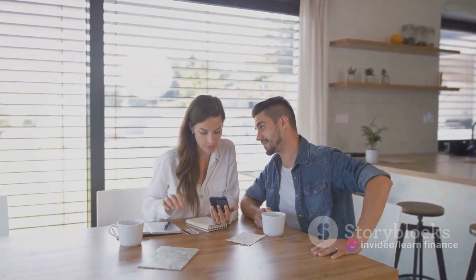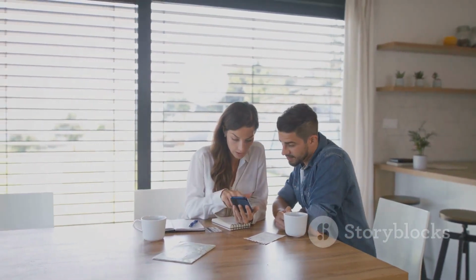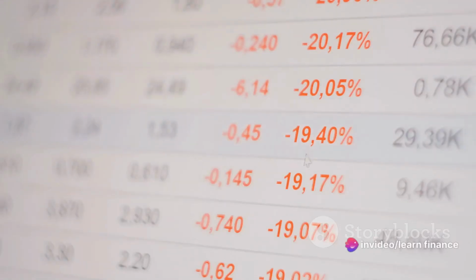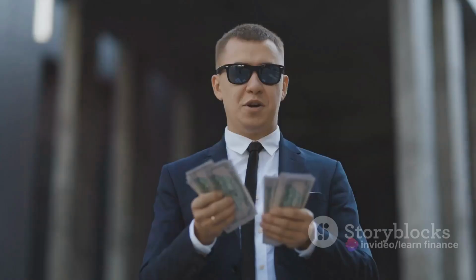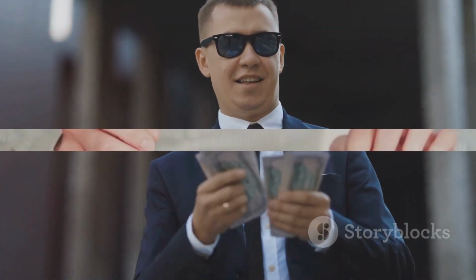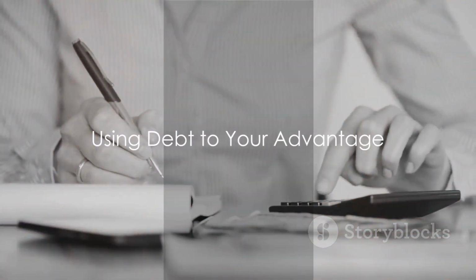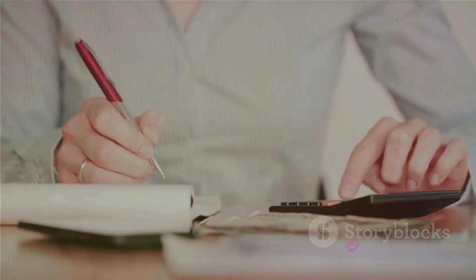Moreover, it's vital to regularly review your debt strategy. The financial landscape is ever-changing, and so should your approach to debt. Keep an eye on interest rates, your credit score, and your repayment capacity. Strategic debt usage is not about getting into debt. It's about using debt to your advantage. In conclusion, strategic debt usage is about turning the tables on debt.